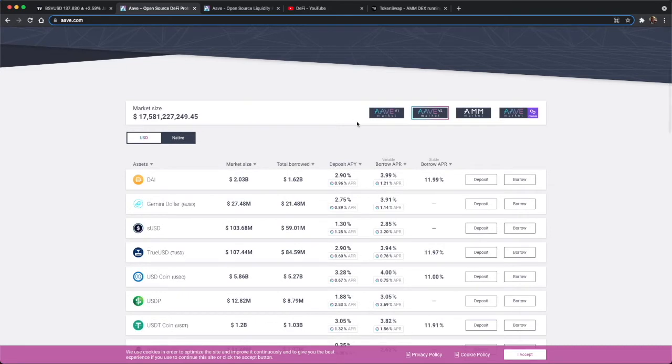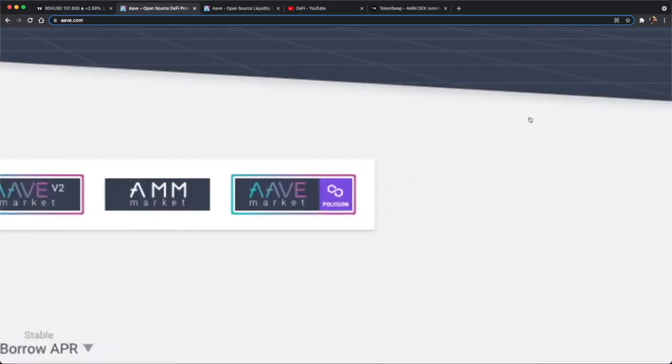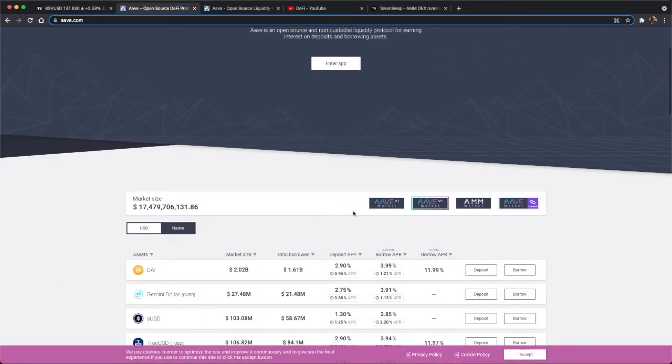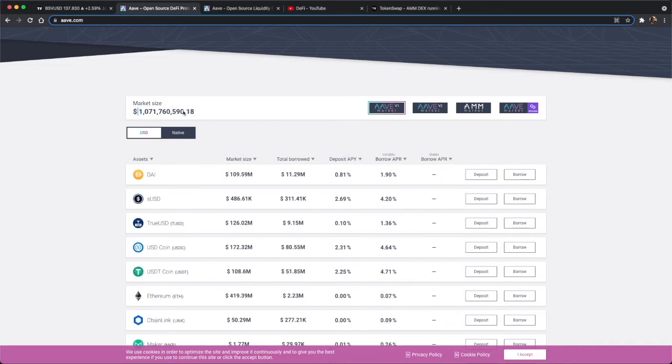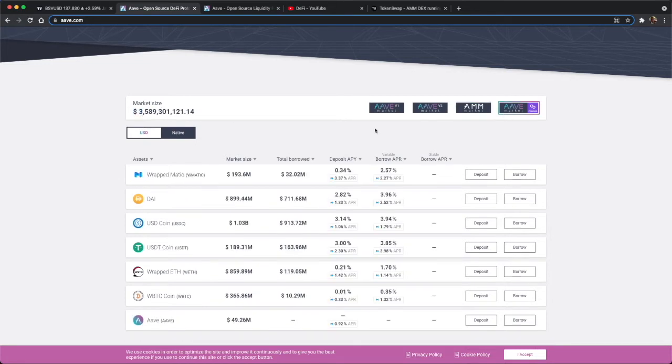What's weird is you have different versions. I guess, I'm new to this too. So AAVE version 1, version 2, AMM, and then this one here, Polygon. Okay. And what's weird is, market size, you click on version 1, you got the market size here, $17 billion. Version 1, $1 billion. AMM, 22 million. And Polygon is 3.5 billion.